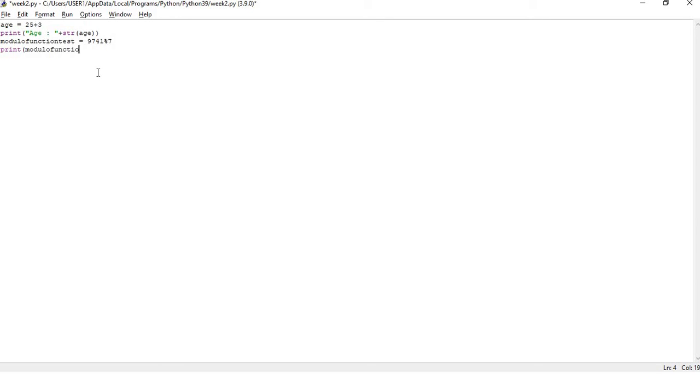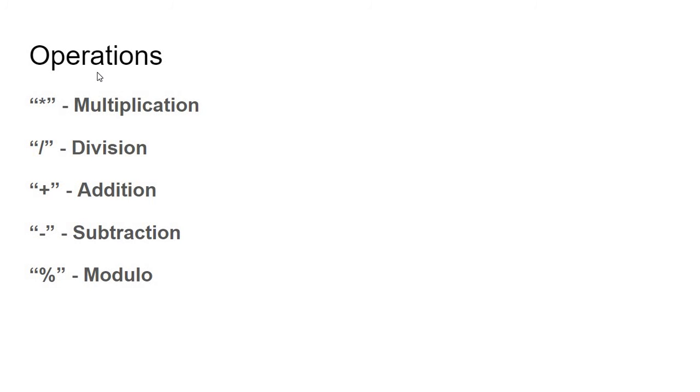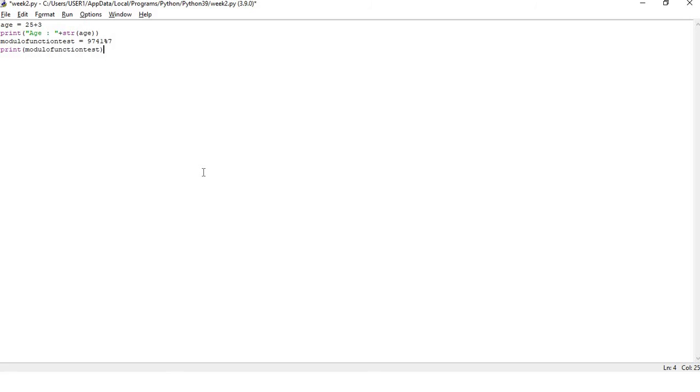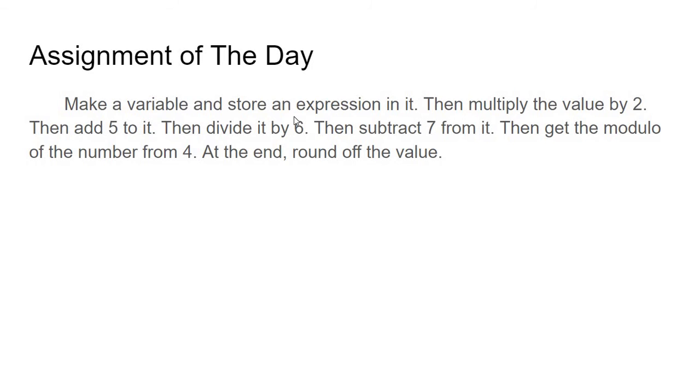So now let's go to our assignment of the day. Make a variable and store an expression in it. Expression meaning using any operator. So let's make a variable called number. We'll have some random number, and let's use the multiplication operator, times, not 2, some other big number. Now then multiply the value by 2.